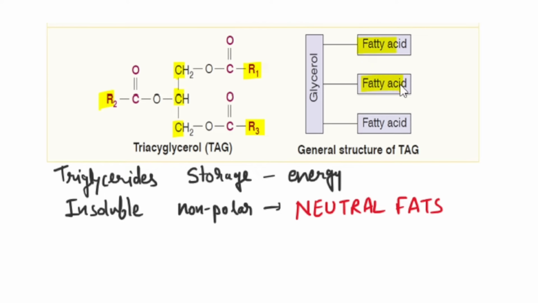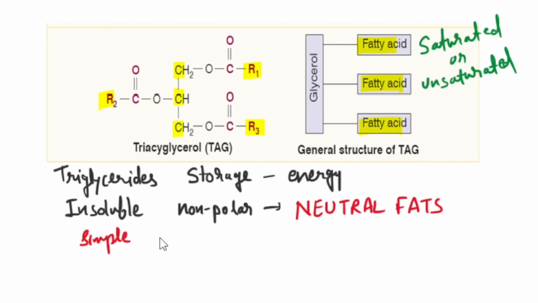Fatty acids are the key components that determine the properties of triacylglycerol. They can be saturated, meaning no double bonds, or unsaturated, meaning they contain double bonds. Triacylglycerols are of two types, simple triacylglycerol and mixed triacylglycerol, that we will see later.